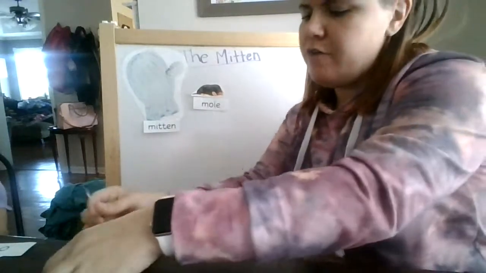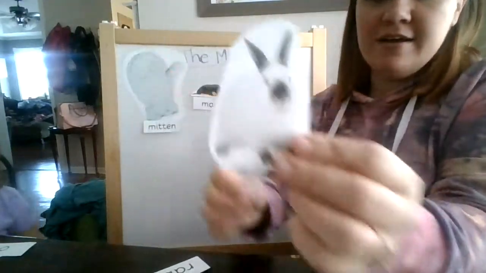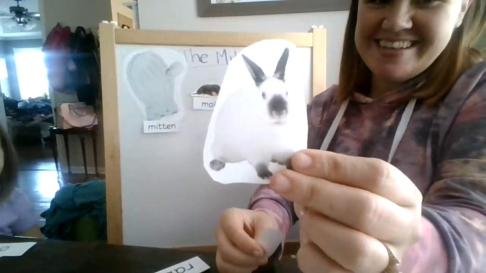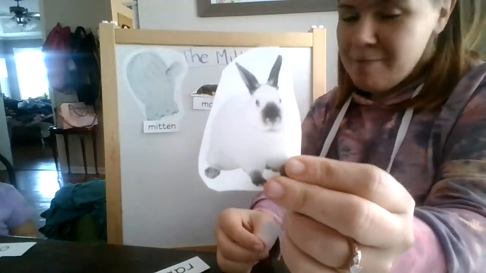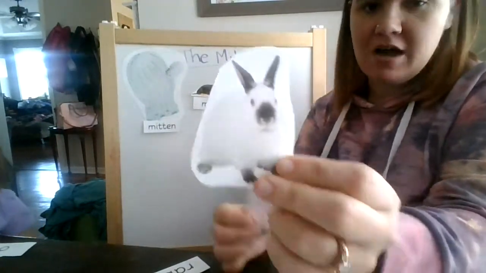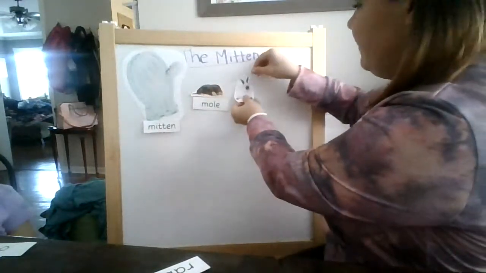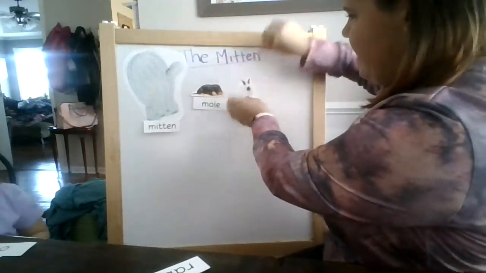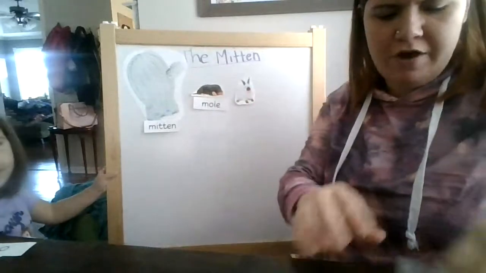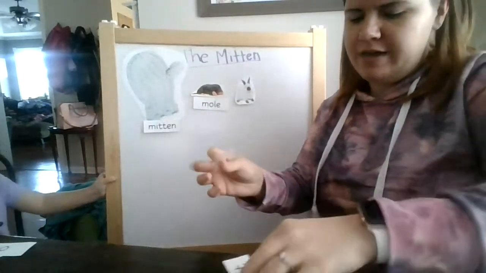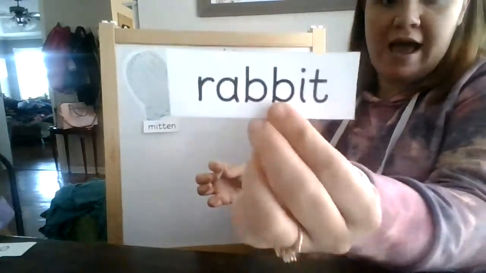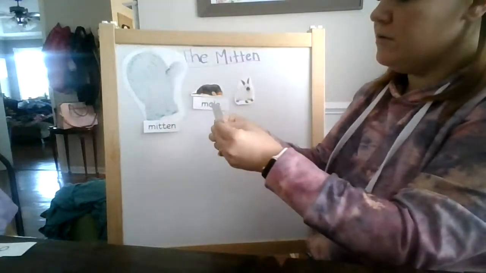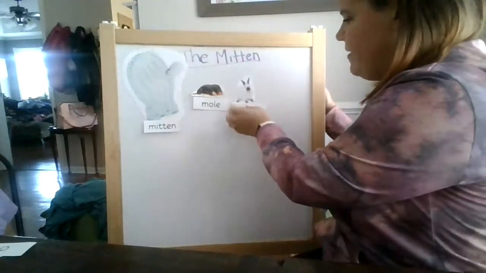So he gets all cozy in there. And then, what's this? A bunny. A rabbit. A bunny rabbit comes along and decides to get in the mitten. He said, I'm cold too. Move over, mole. I want to get in there. So we'll put our word rabbit. Okay, so we've got a rabbit.